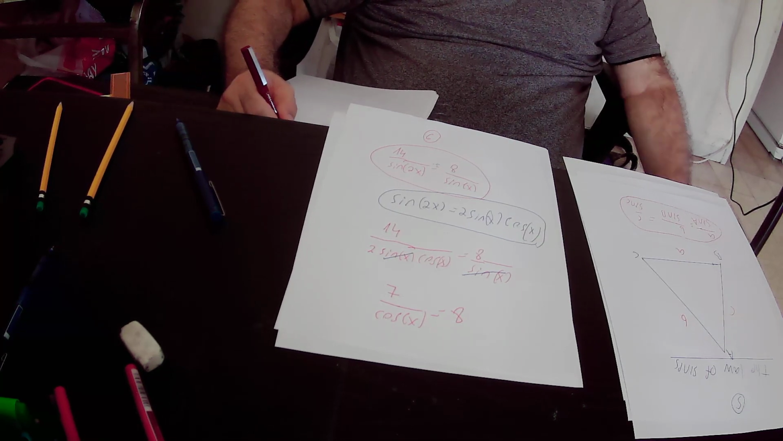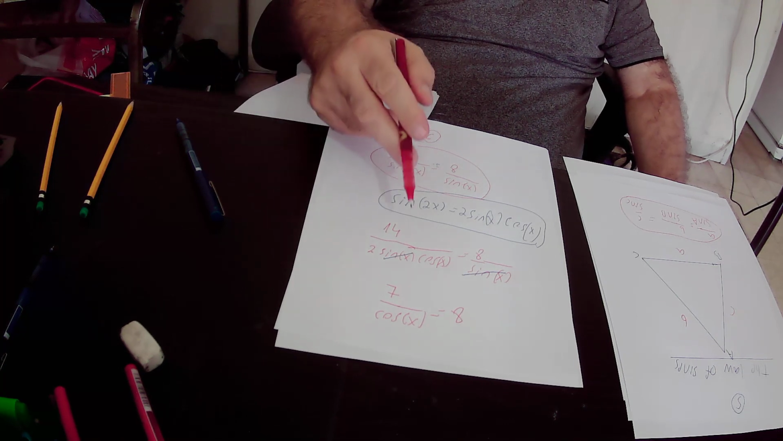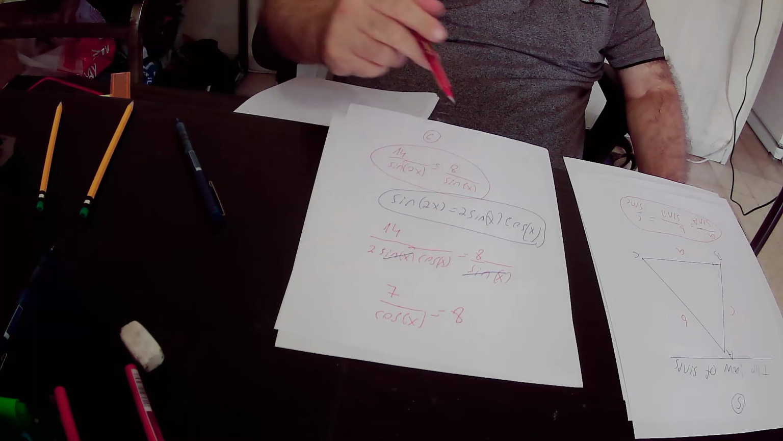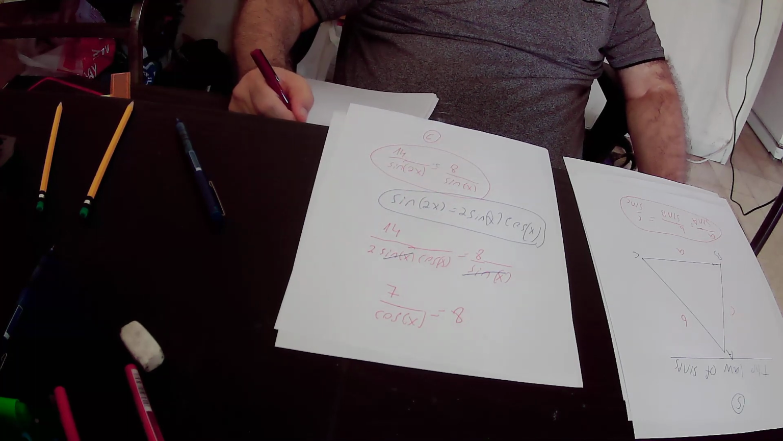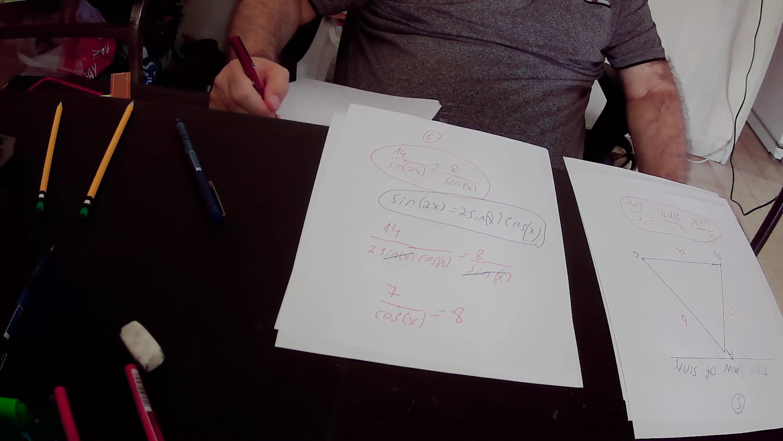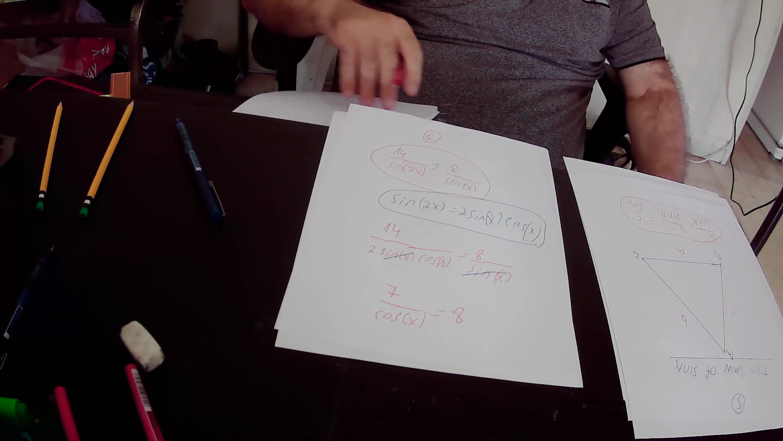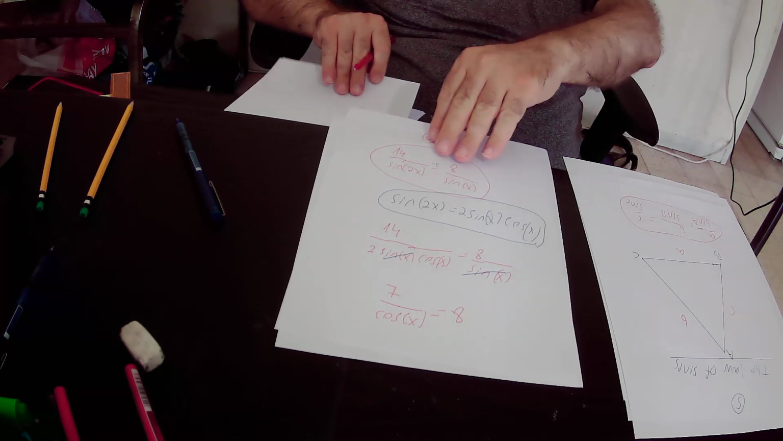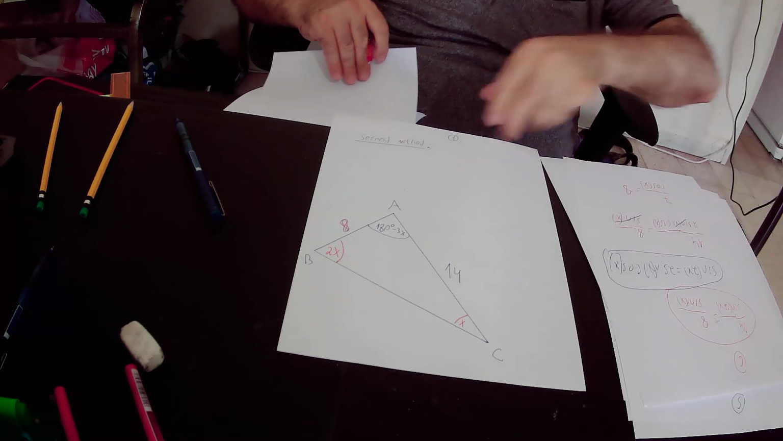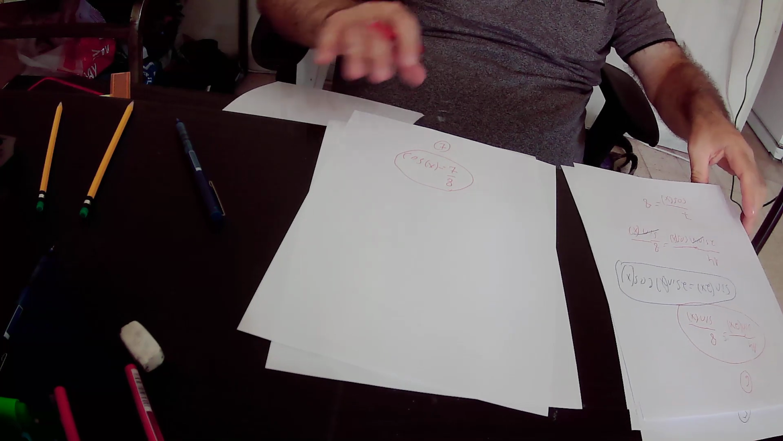So here we can multiply this equality by cosine x and divide by 8. We will get that cosine x equals 7 over 8. Okay, from this equality we got that cosine x equals 7 over 8.